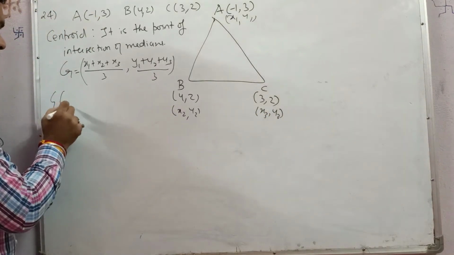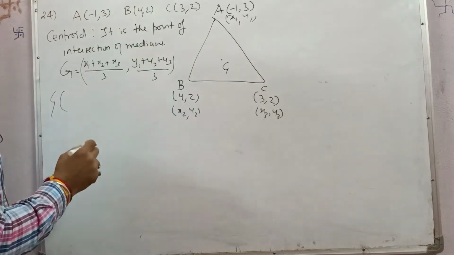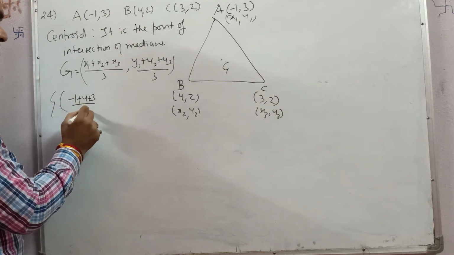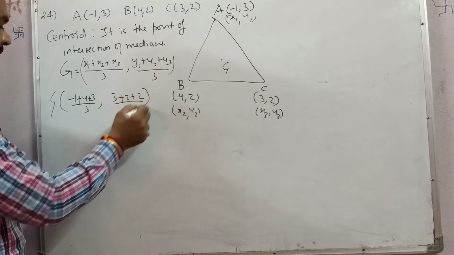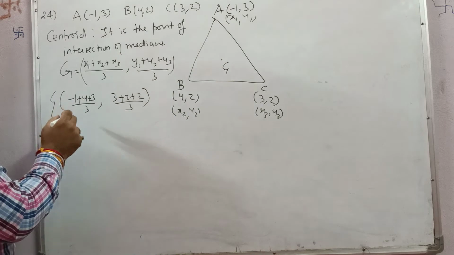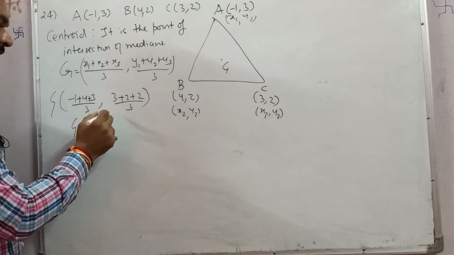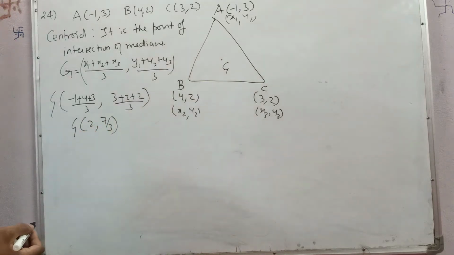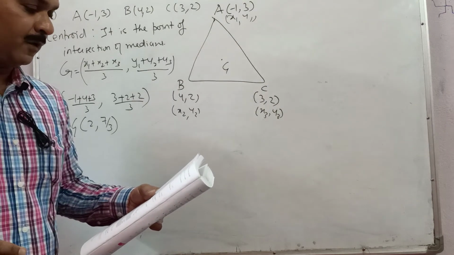So the coordinates of centroid G will be minus 1 plus 4 plus 3 by 3, 3 plus 2 plus 2 by 3. So 6 by 3, that is 2, and 7 by 3. Okay. So we got the coordinates of G as 2 comma 7 by 3.